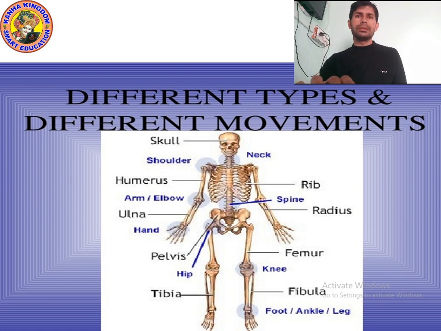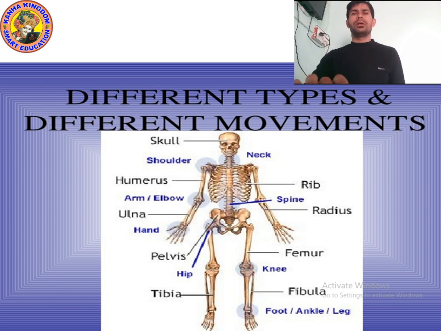So gliding joint is a joint where the gliding motion occurs. Hence it is present in our wrist. Gliding joint is present on our wrist. And it is also present in our ankle. Yes, gliding joint is also present in our ankle.